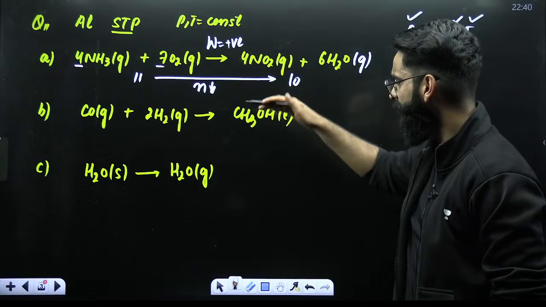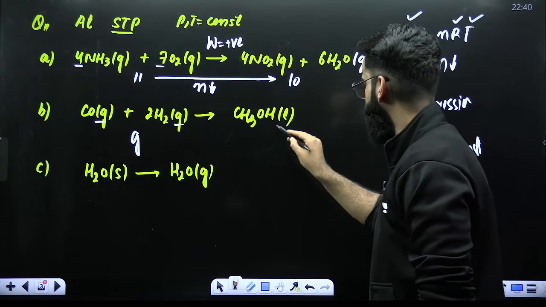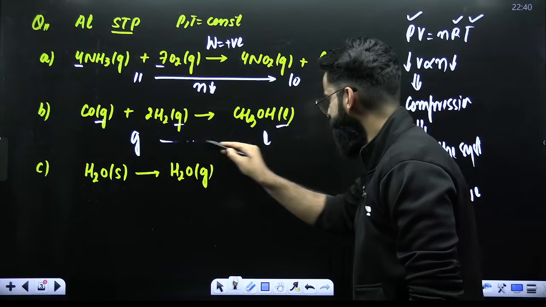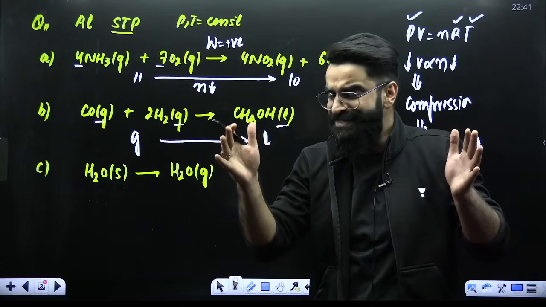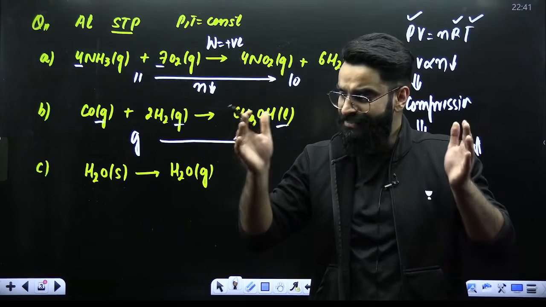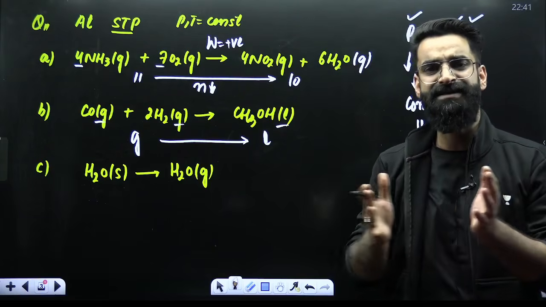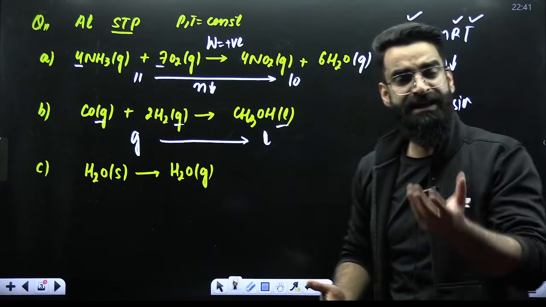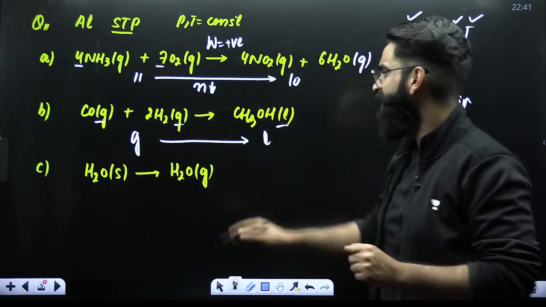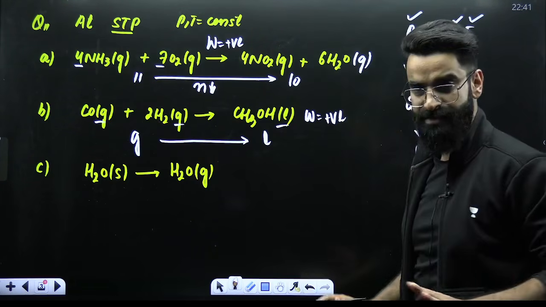Number two, on reactant side, you have got gases. On product side, you have got liquid. So during this particular process, your gases are getting converted into liquid. And when gases are getting converted into liquid, that means molecules will be coming closer. If molecules are coming closer, volume of the system decreases. Decrease in the volume of the system is what you call compression. Whenever there is compression, work is done on the system. And whenever work is done on the system, W value is again taken to be positive, right?